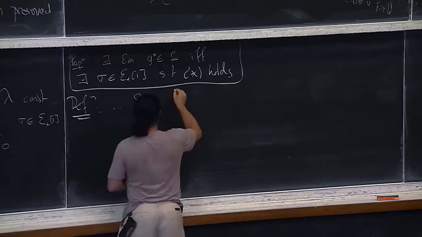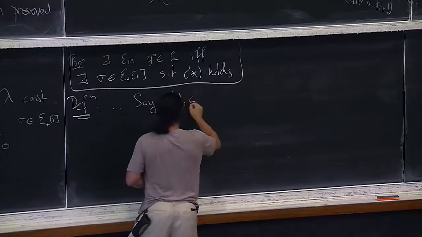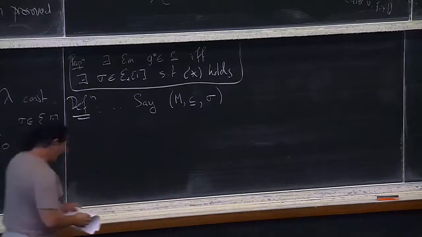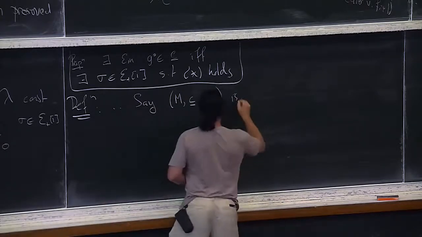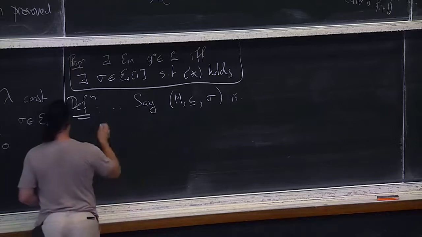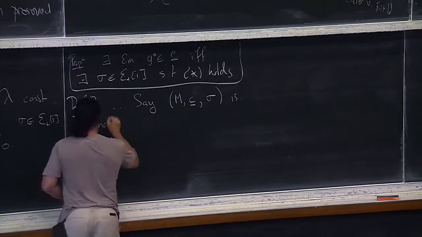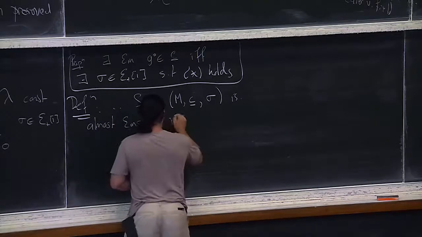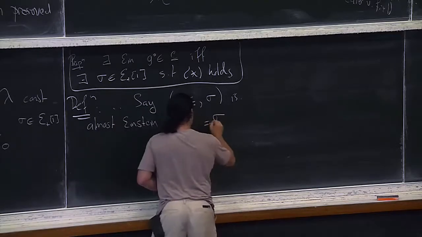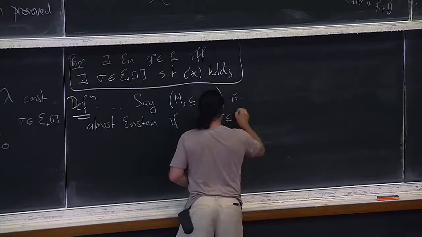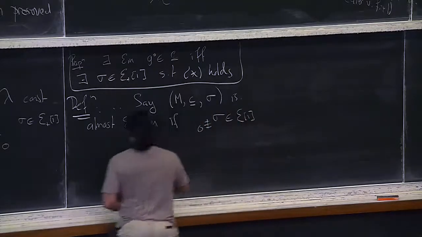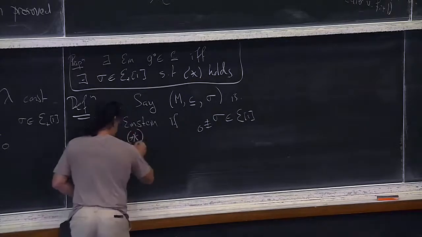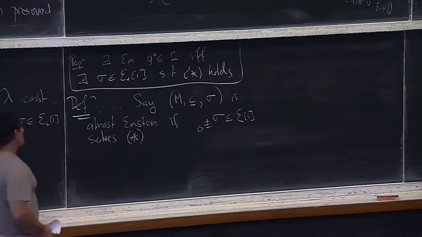I want to say that a conformal manifold equipped with such a scale is, okay, now when I say such a scale, I'm going to change it a little bit, is almost Einstein if sigma, which is not identically 0, but is just a density of weight 1, solves star.